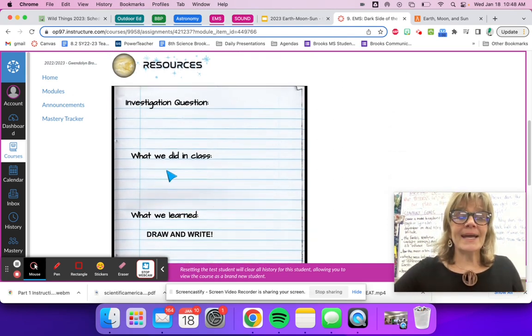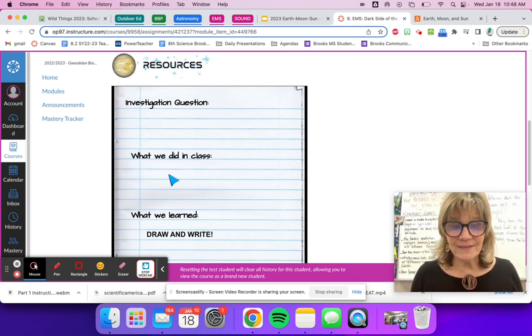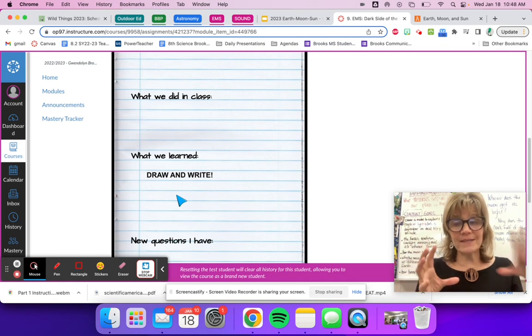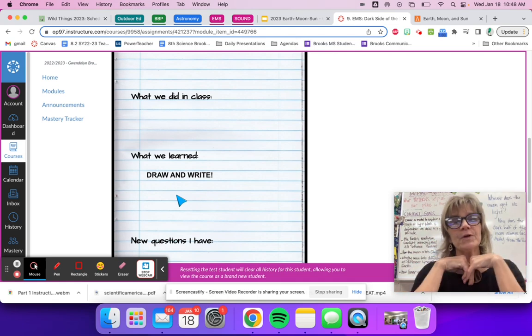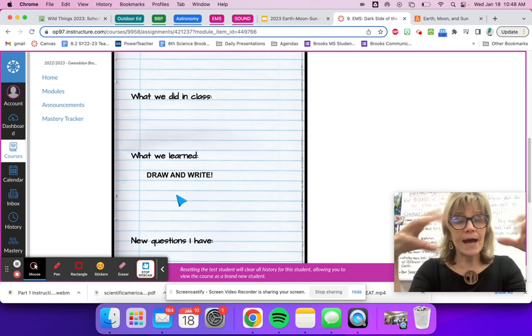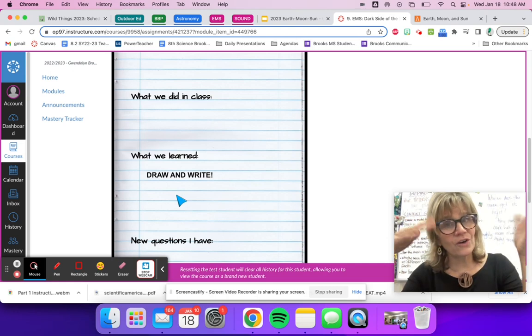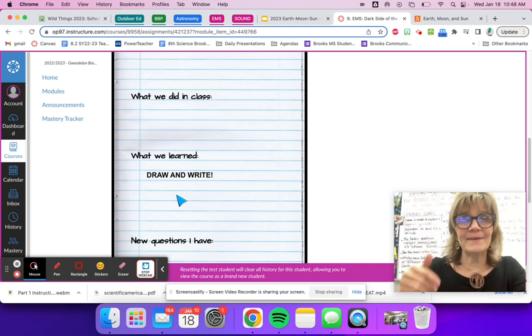Okay. Again, you're going to use the simulation. And again, you're going to draw and write using the model, thinking about, you guys, remember the light unit? How does light travel? Okay. Is it straight lines? Is it curved? Right? Things like that. This is not complicated. Okay. And then any new questions you have.